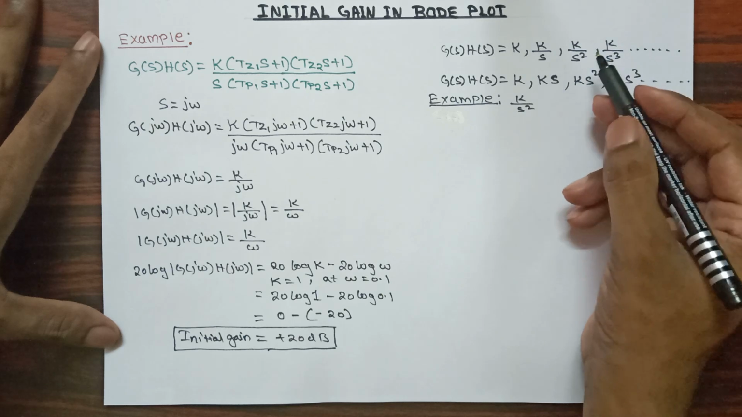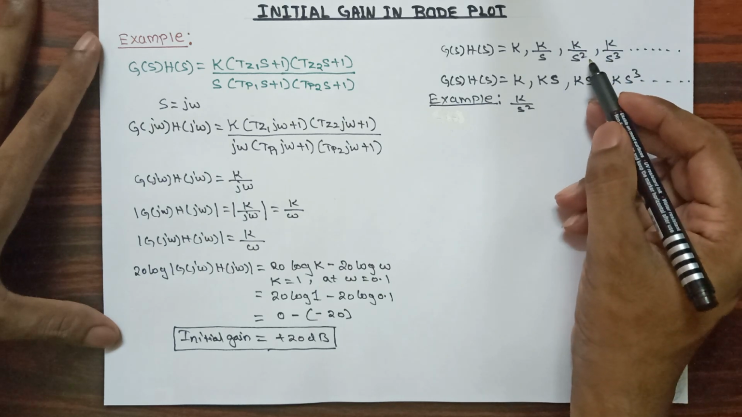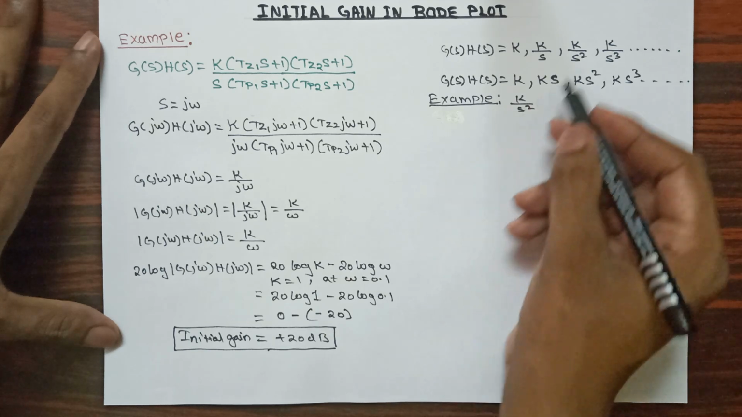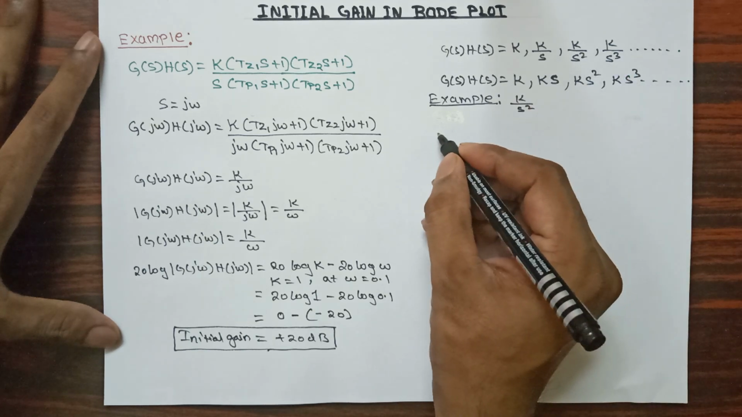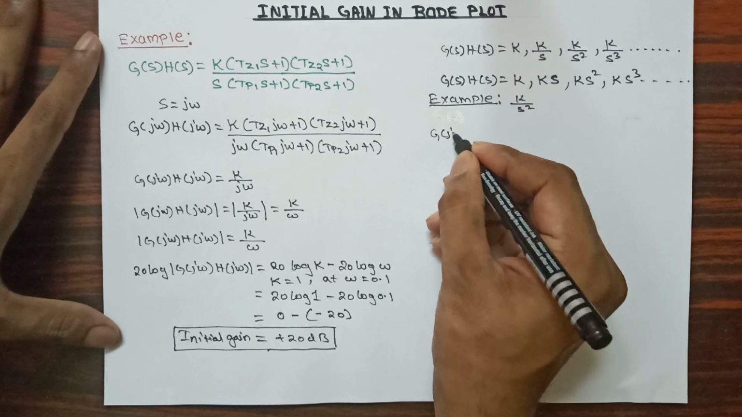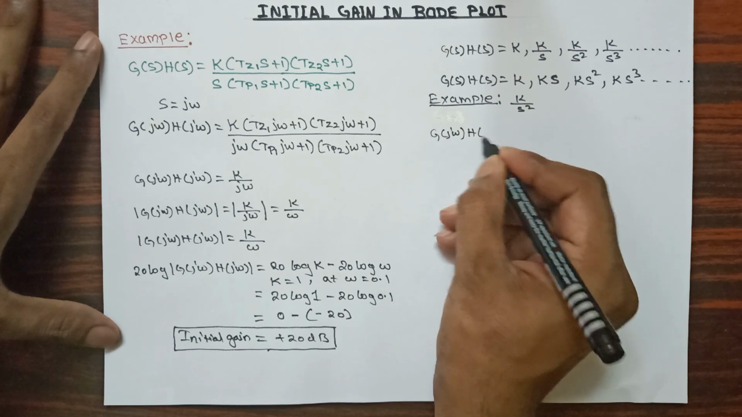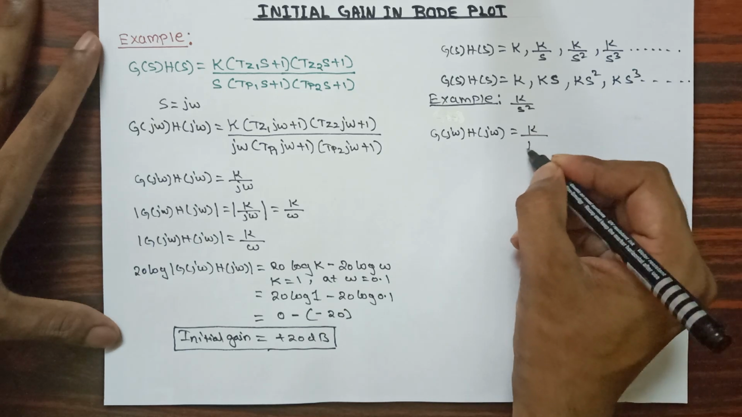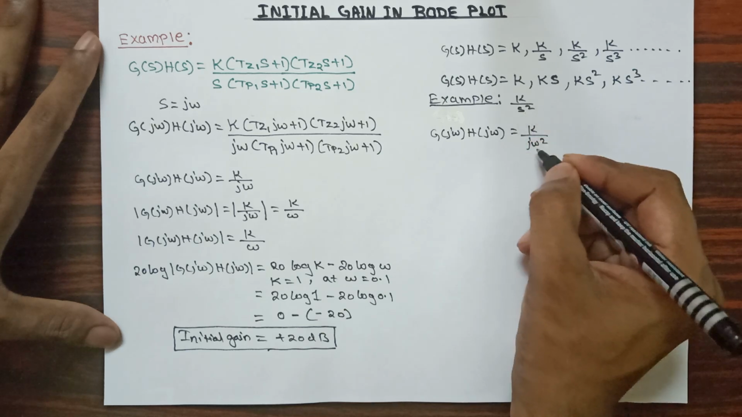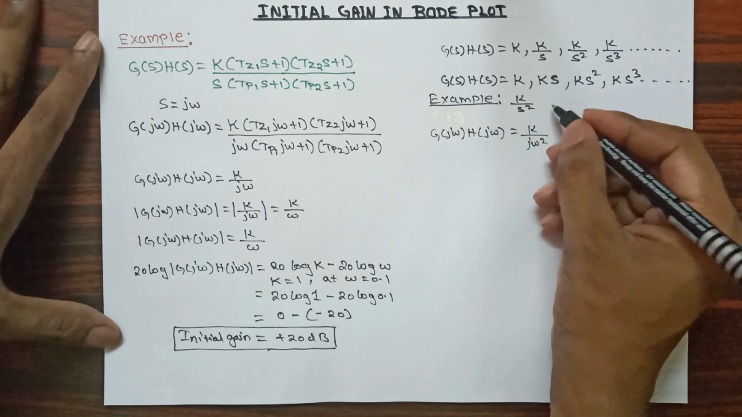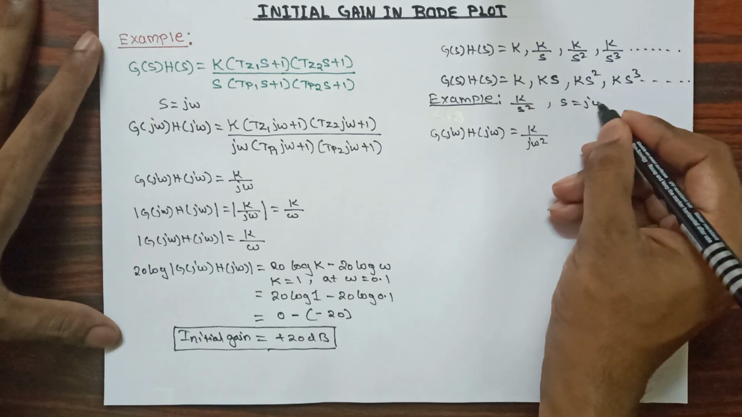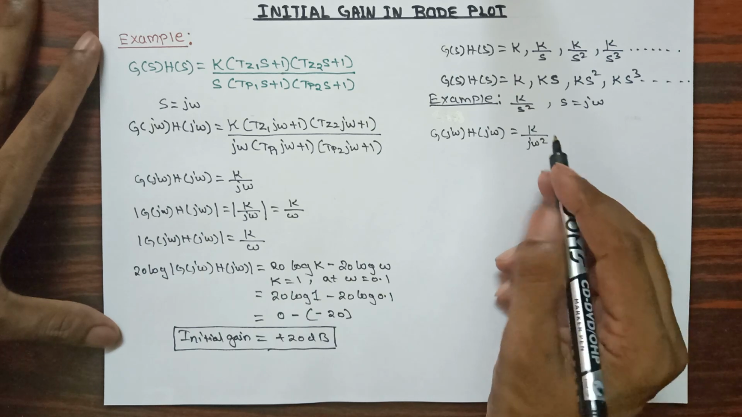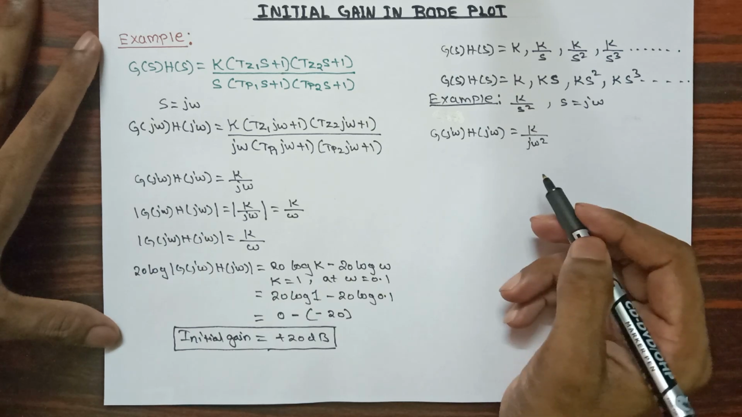Now suppose you have K divided by s to the power 2. I will show here with an example how to calculate the initial gain. So G(jω)H(jω) is equivalent to K divided by (jω) square. Here the s value is substituted by jω, that is, we need to consider s equal to jω. As I said, Bode plot analysis is done in the frequency domain, therefore we are substituting s equal to jω.